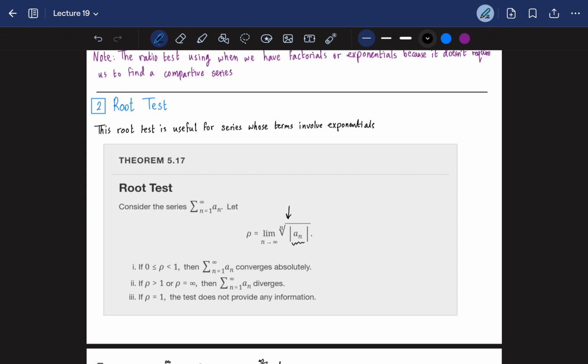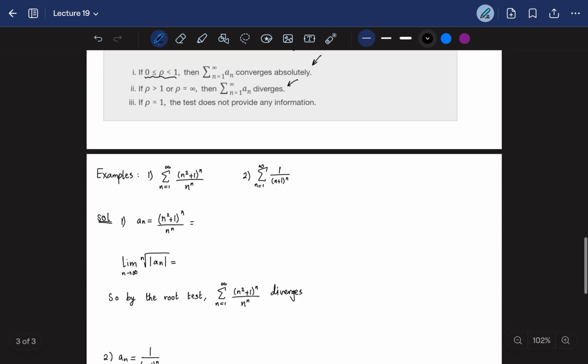So as we did for the ratio test, we take the limit. Once we get the limit, depending on the value of the limit, we determine whether our series is convergent or divergent. If it was between 0 and 1, then the series converges absolutely. If it was bigger than 1 or infinity, then the series diverges. If it's equal to 1, then we need more information or we need to use a different test. So let's see these examples.